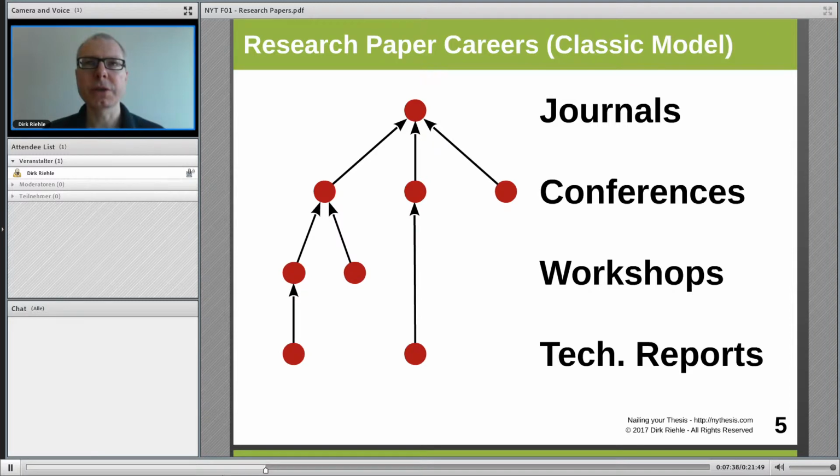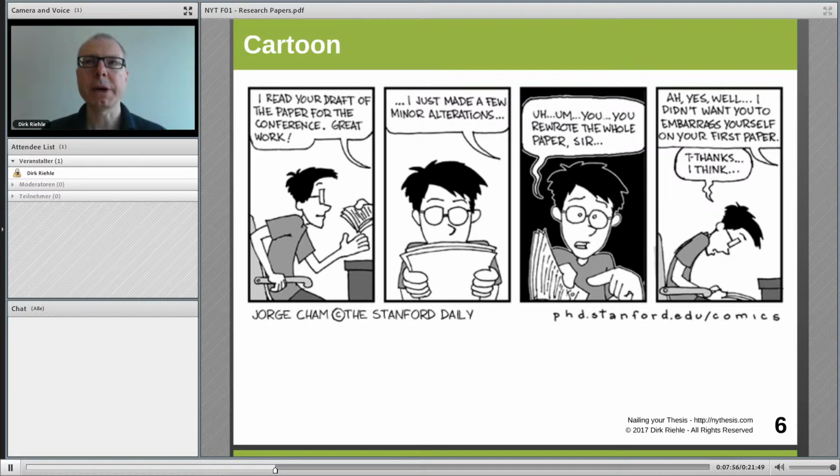So basically what people do is get as much academic currency back for whatever research work they did, and if the conferences keep rejecting it, well, then they'll just fall down and try a workshop. Of course, it's highly upsetting if you shop your papers around like that, but that's part of the reality out there. Anyway, so here's a very early PhD comics cartoon.